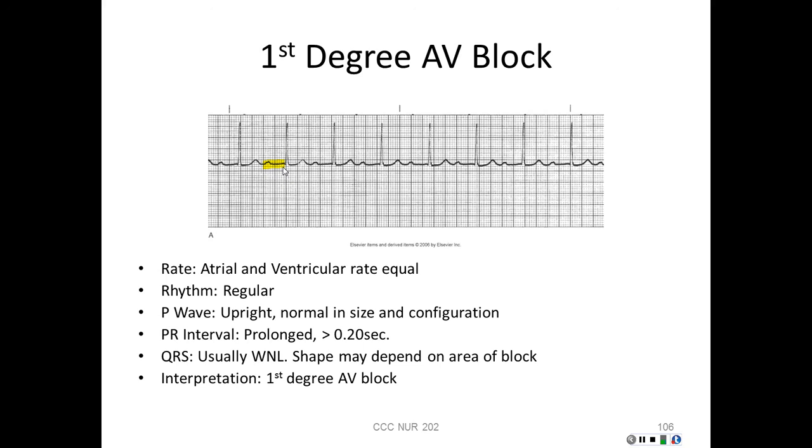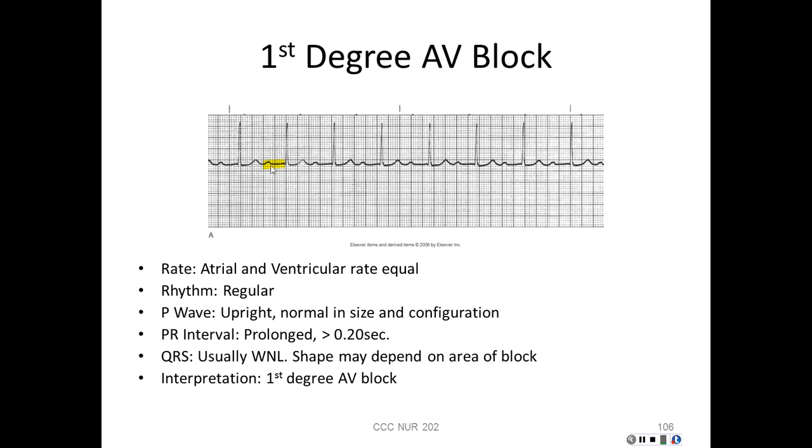So basically somewhere between 0.36 and 0.40 seconds on that block. With a first degree AV block, there is a P wave for each QRS. There's a QRS for each P wave. It's just that the PR interval is elongated.